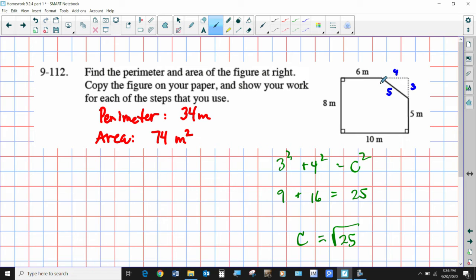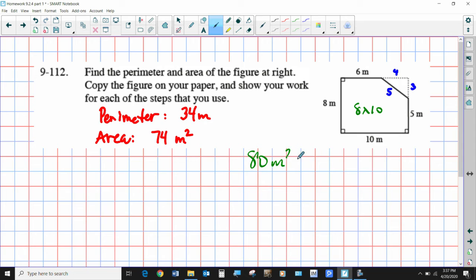So what we're going to do, I would recommend, rather than break this guy up into a rectangle and a trapezoid and finding their two areas and then adding them together, I'm going to choose to take the bigger area and then subtract away the area of this right triangle. So what is the area of the bigger? That would be 8 by 10, would be 80 meters squared, correct? And what is the area of this triangle? Well, to find the area of a triangle, we take 1/2 times the base times the height, correct?